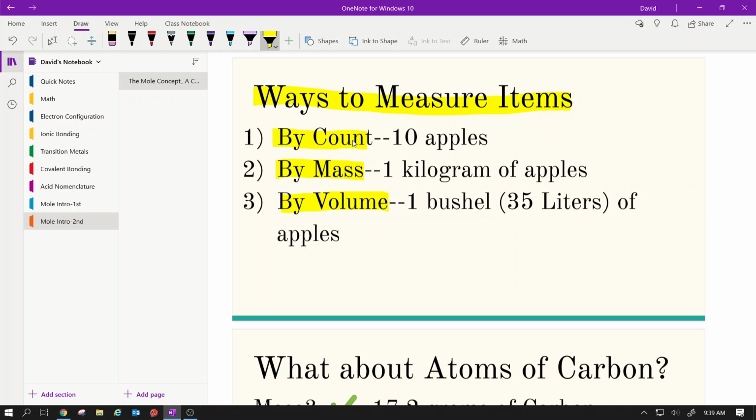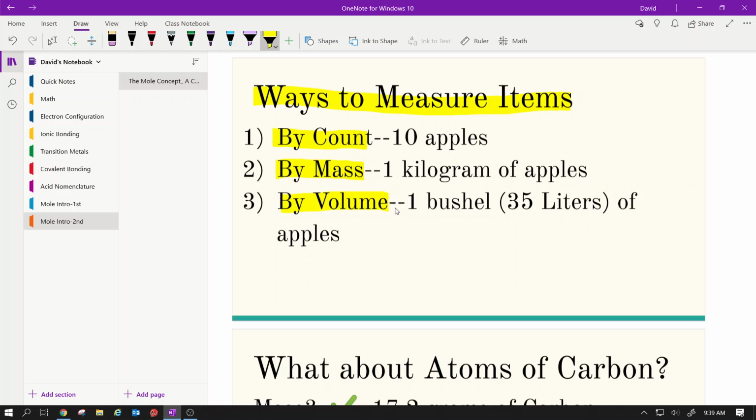By count, for example, if I were going to buy some apples, I might go to the store and say, can I have 10 apples? Well, that's a count because they're just going to count out the 10 apples. Another way, if I go to Walmart or H-E-B, is I could buy them by mass or by weight. If I bought 1 kilogram of apples or 2.5 pounds of apples, that would be another way that we could have the apples counted.